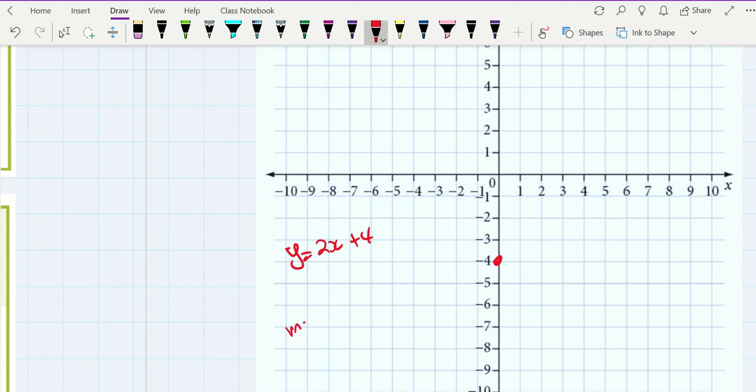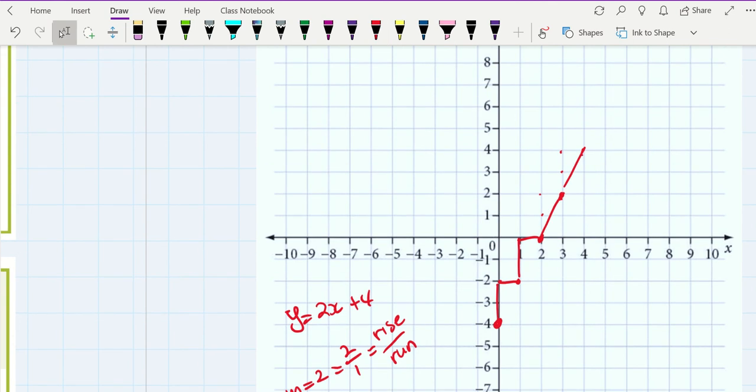Now let's think about this m term. So our gradient equals 2. Now that's 2 over 1. So remember, we have a rise over run relationship. In this case we're going up 2 for every 1 we're going across. So up 2 across 1. Up 2 across 1. Now you don't need to draw these steps in. It's best to draw this in with a line. So up 2, across 1.